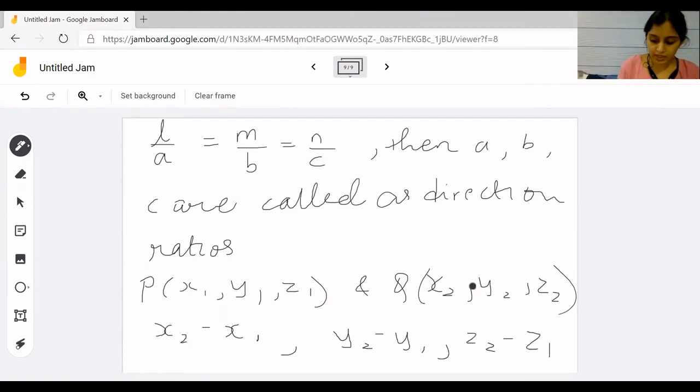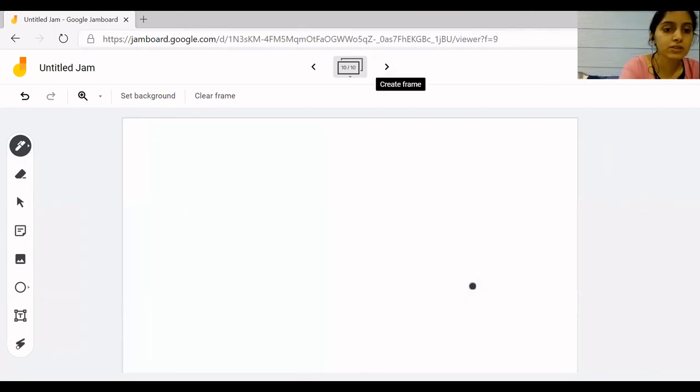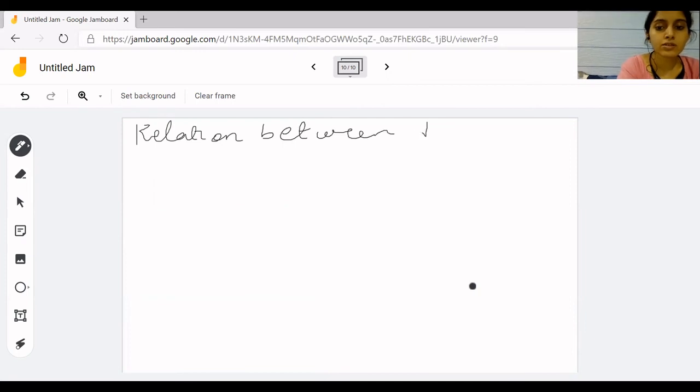Now there is a proof regarding this. I am not doing the proof. We are directly going to use these formulas in our numericals. Then we have the relation between direction ratios and direction cosines. So let's see this relation now. Relation between direction ratios and direction cosines.